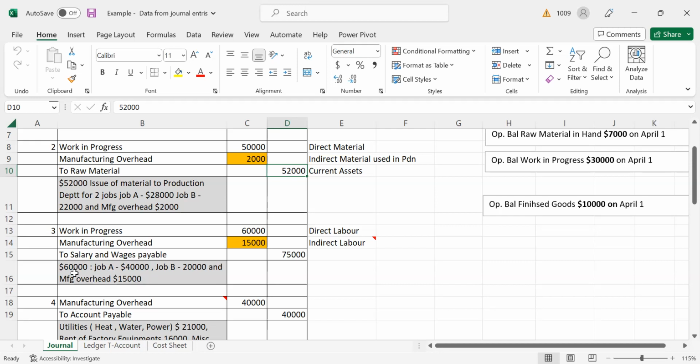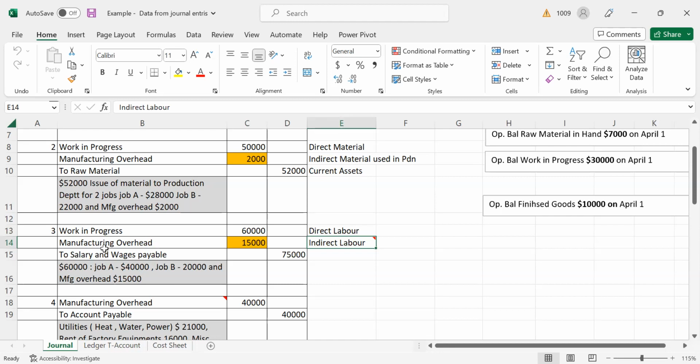The first one is $60,000. I'm talking about the salary and wages payable. Work in progress is $60,000, right? This is the direct labor. And the manufacturing overhead is indirect labor. So we are talking about labor here. Salary and wages are always related to labor; we pay salary and wages to our employees.